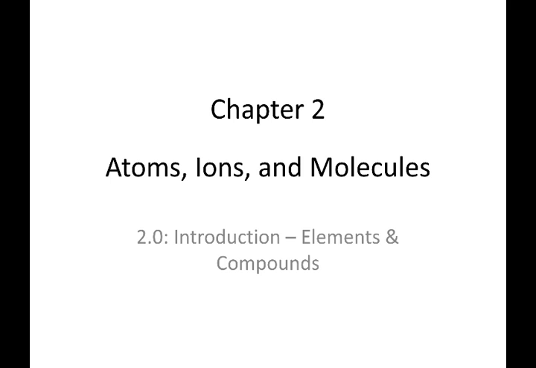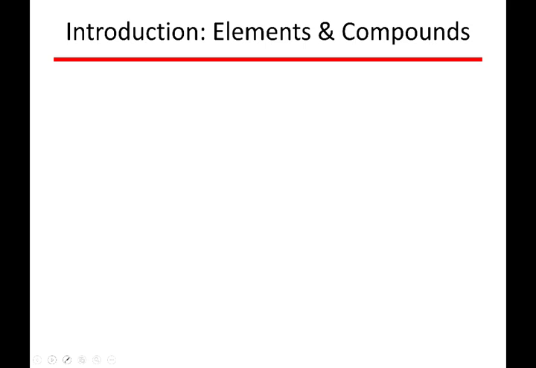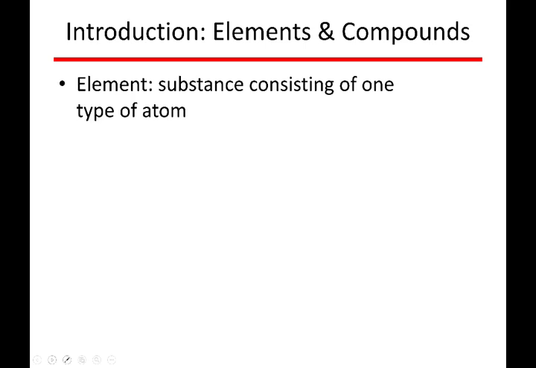This chapter will begin with a little bit of an introduction where we'll talk about elements and compounds. So, first of all, let's define these terms and think about some examples. An element is defined as a substance that consists of just one type of atom. And so you can think about some examples of elements. Think about substances that contain just one type of atom.